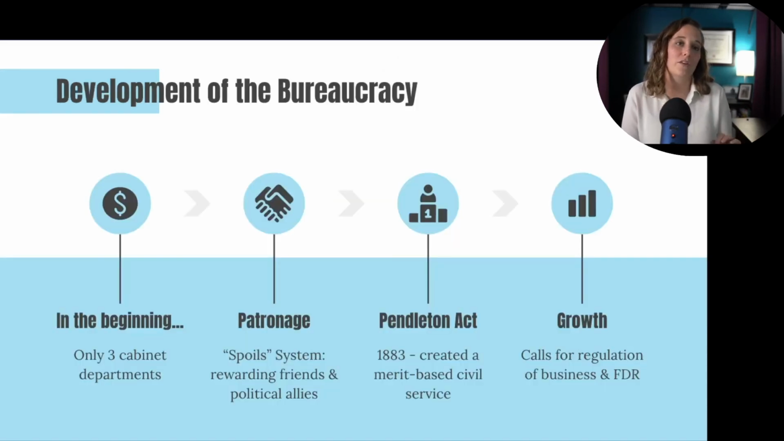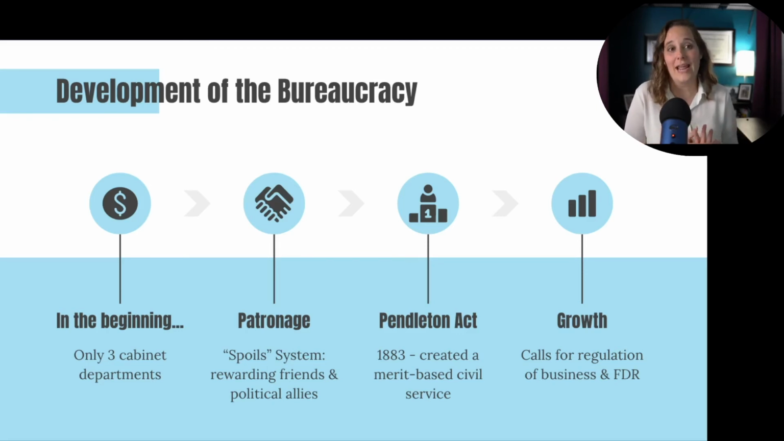At first, the bureaucracy only consisted of 3 departments: State for diplomacy, Treasury for money, and the Department of War, which was for, war. We quickly moved into a system known as the patronage or spoils system, as in, to the victor go the spoils. Each president would replace much of the bureaucracy with their friends and party members, no matter whether or not they were actually qualified for the job.